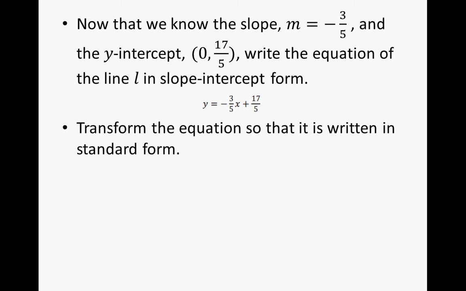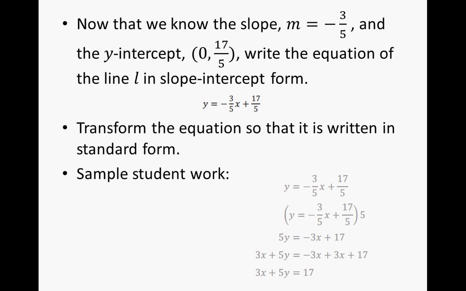So let's transform the equation so it's written in standard form. So here is a sample way of doing that. Again, since we have a common denominator of 5, one method is to multiply the whole equation by 5 so that we can get rid of our fraction. That means we would end up with 5y is equal to -3x plus 17.